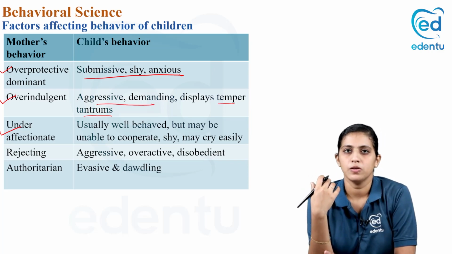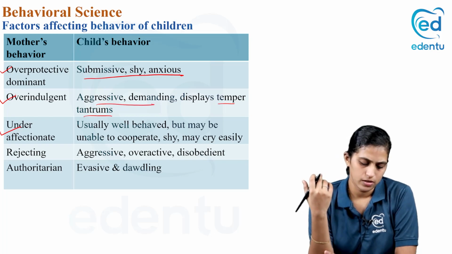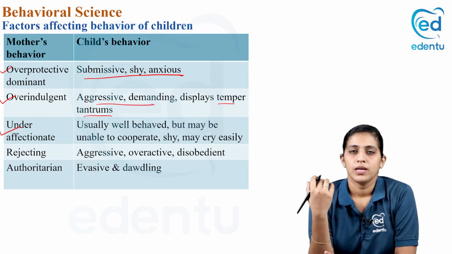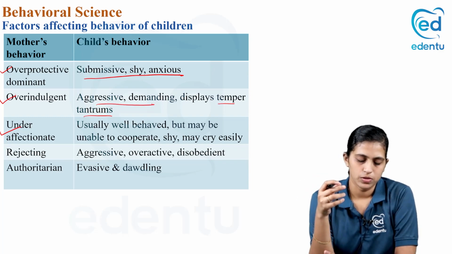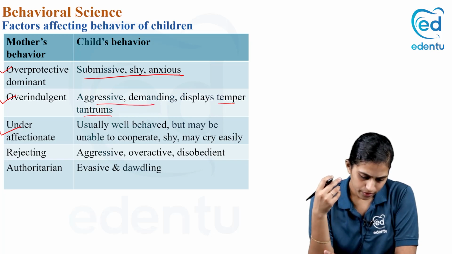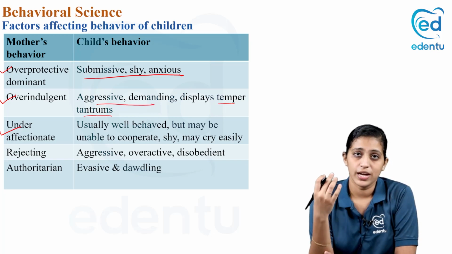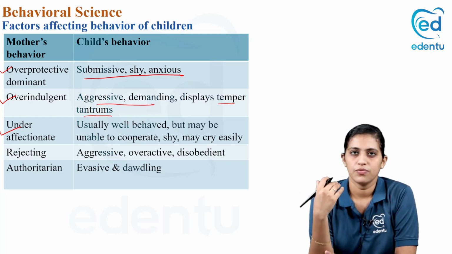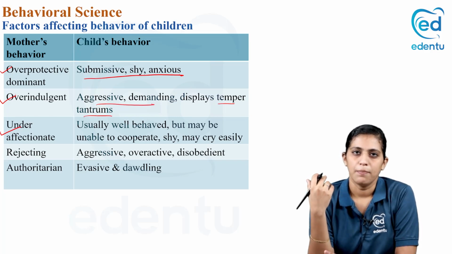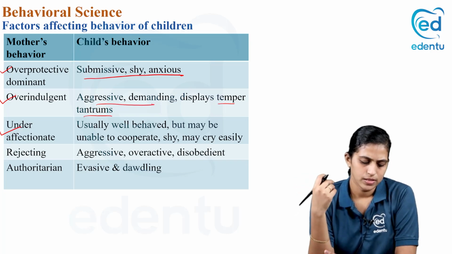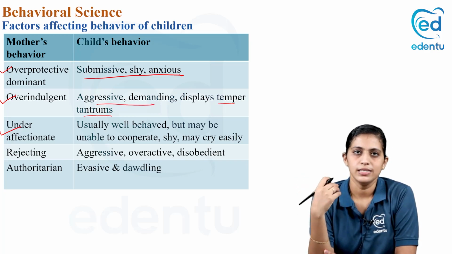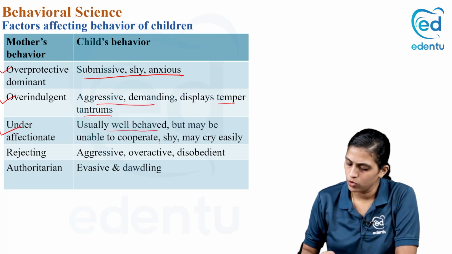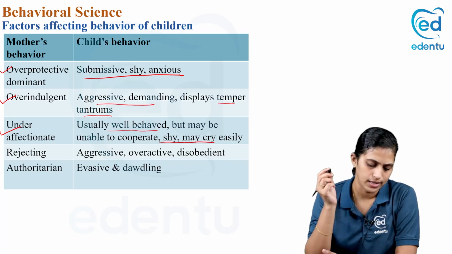This may be because the child was not anticipated to be born, or is an unwanted child, or the mother is unhappy due to family problems, or the child is blocking the mother from, or is causing a difficulty for the mother to achieve her ambitions in life. So then what happens, the child lacks a lot of attention and has emotional problems. So the child here is usually well behaved but unable to cooperate, shy, and may cry easily.